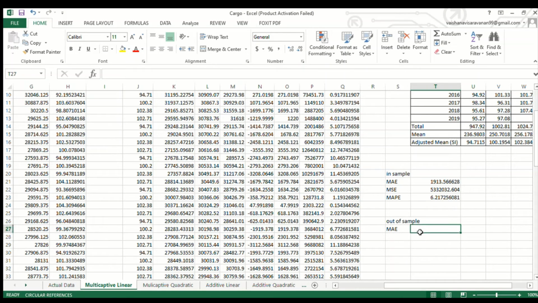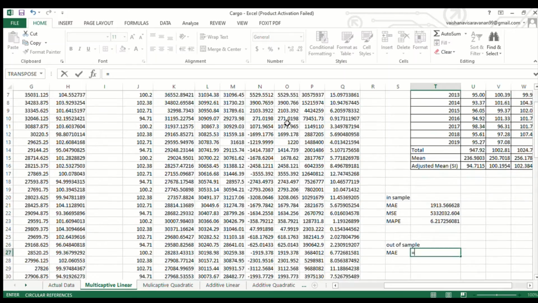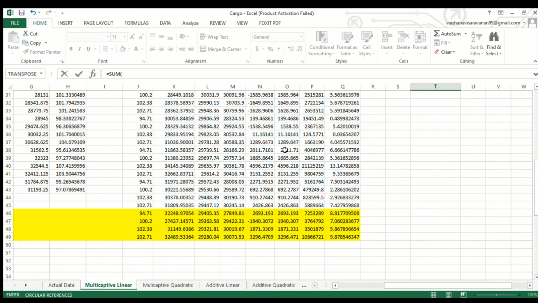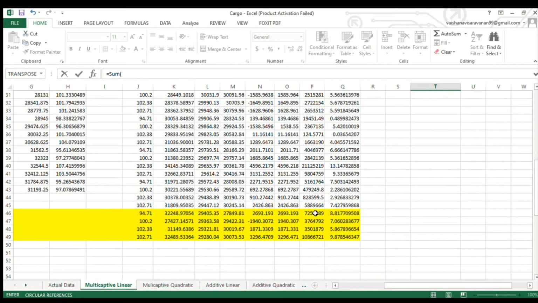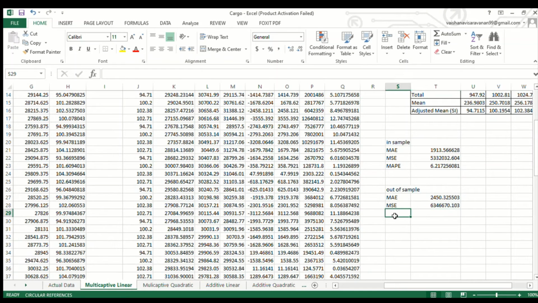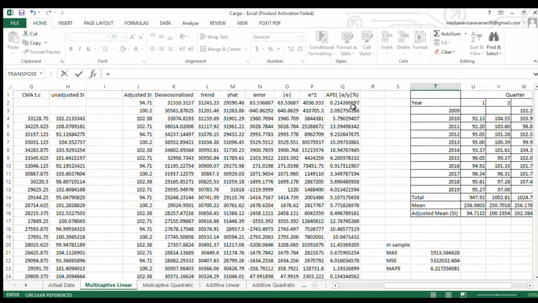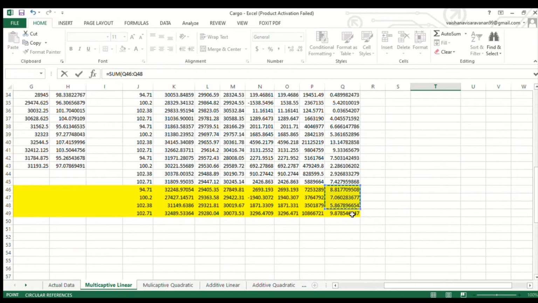For the out of sample part, our MAE is equal to the absolute value of E divided by 4, and our MSE is equal to the sum of error square divided by 4, and our MAPE is equal to the sum of APE divided by 4.